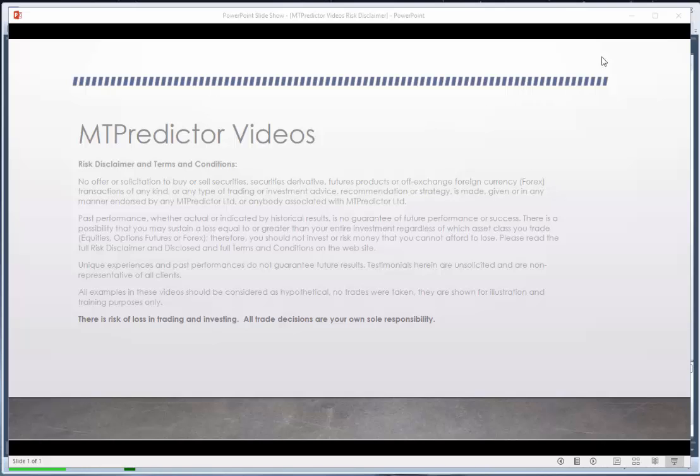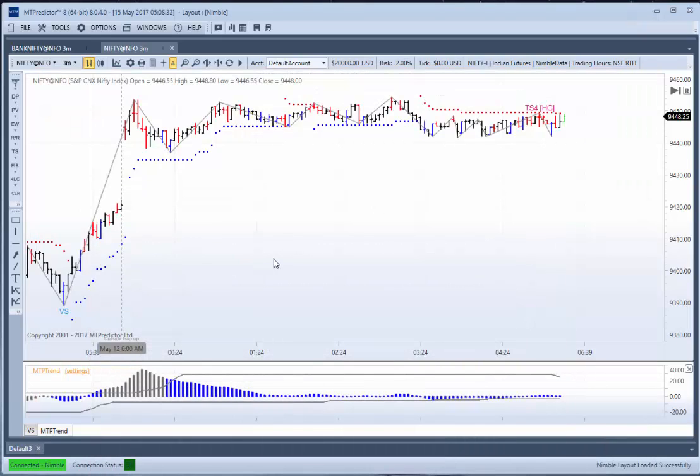Right, so without further ado, let's go over to a chart, and this is MTPredictor version 8 using global feeds data over there in India, and I want to have a look at the Nifty on a 3-minute chart over a few days. So we're not cherry picking good examples, we're looking over the last 2 or 3 days to get a bit like a longer term perspective of how this has basically been unfolding.